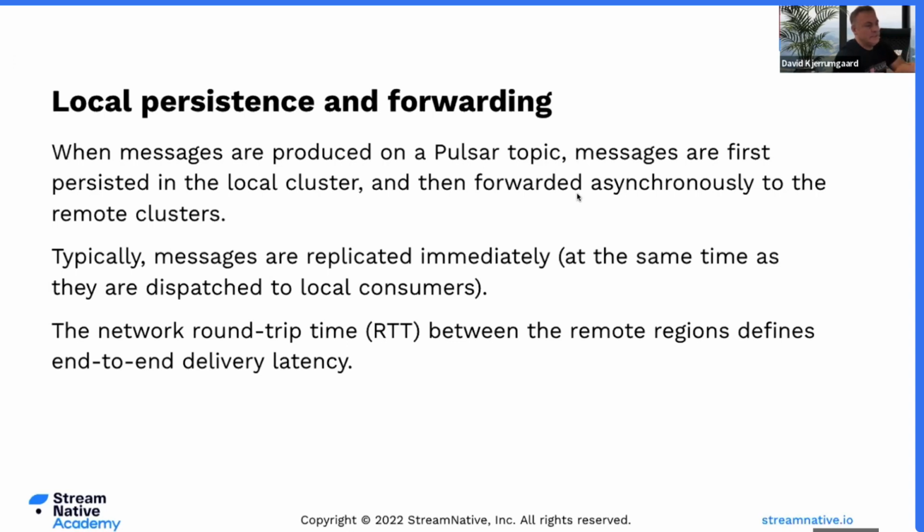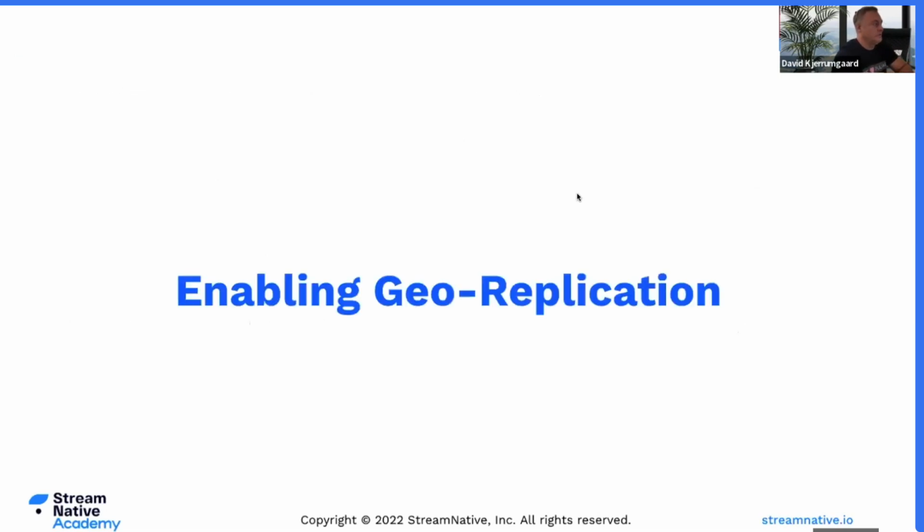So really, your latency in practice is bounded by the physics of the network round trip time between the remote regions. So it's geo-replicated as fast as physically possible in most cases, with the exception of that rate limiting that might come into play. You can impose some artificial latency by setting up those rate limits on the geo-replication that we talked about in the previous section, but in general, it is bound by the physical capabilities of the network itself.